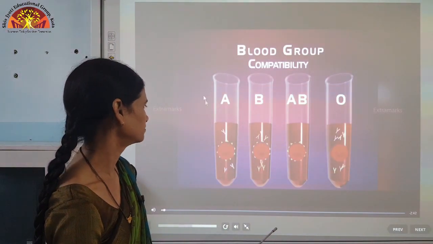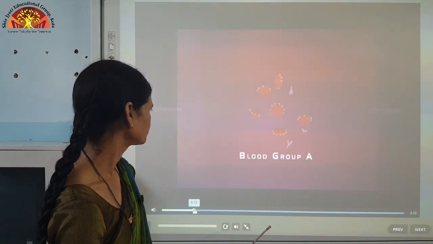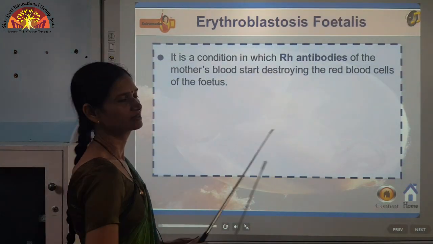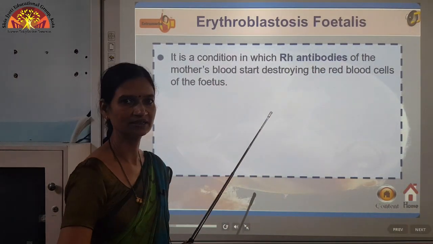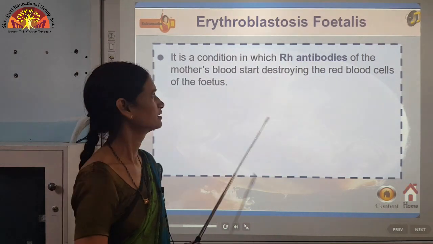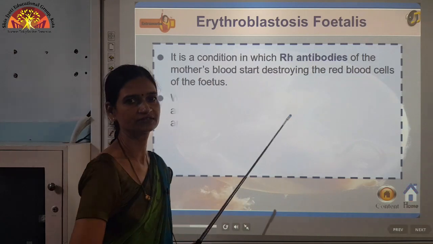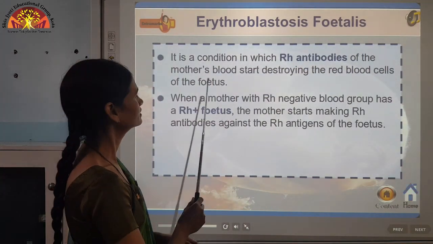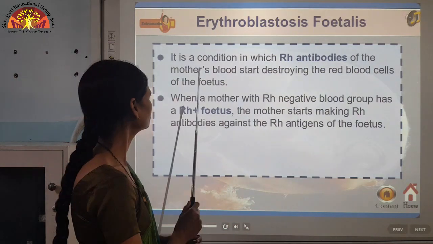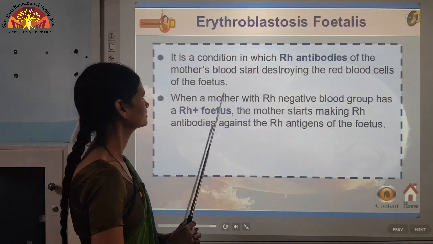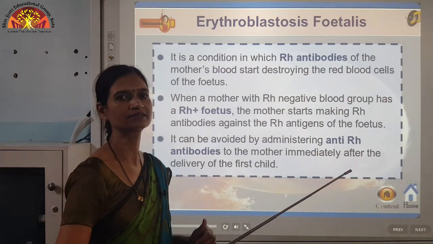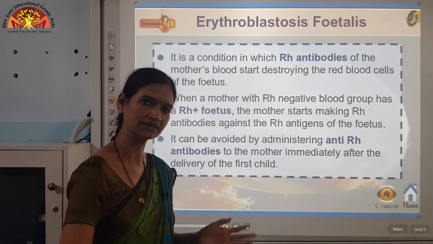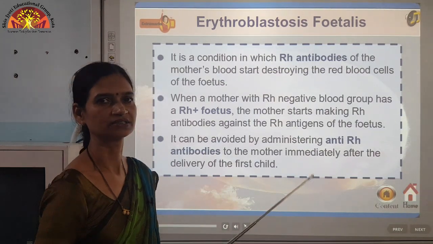Now we'll see blood group compatibility a little bit more. There is a disease or there is a phenomenon which is related to Rh factor, ठीक है, एक abnormality है और a complication is produced due to this, which is known as erythroblastosis fetalis. What is this? Let us understand. It is a condition in which Rh antibodies of the mother's blood start destroying the red blood cells of the fetus. जैसे अभी हमने बताया, I told you कि Rh पॉजिटिव ब्लड ग्रुप वाला पर्सन cannot donate blood to Rh नेगेटिव, ऐसे ही vice versa, नेगेटिव वाला पॉजिटिव को नहीं दे सकता है, पॉजिटिव वाला नेगेटिव को नहीं दे सकता है.